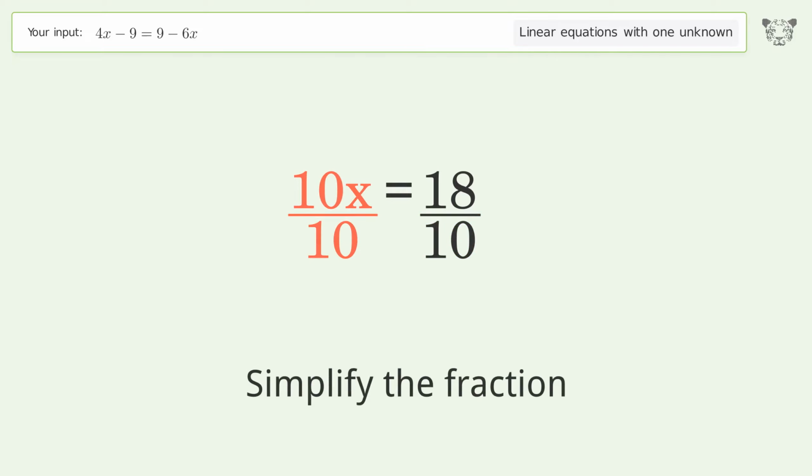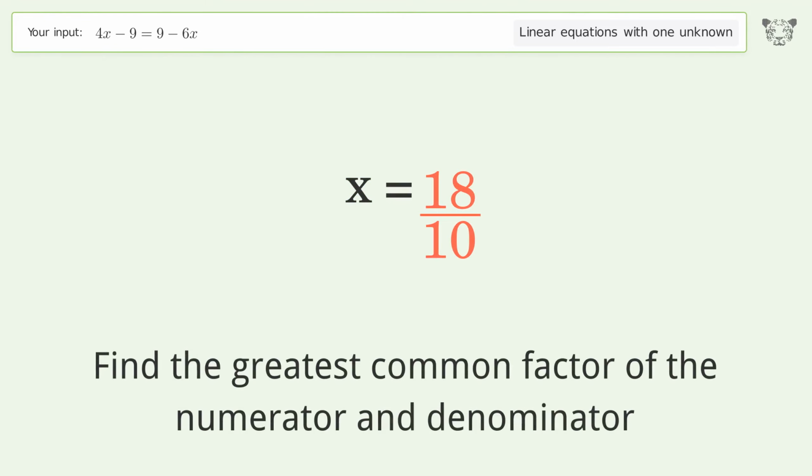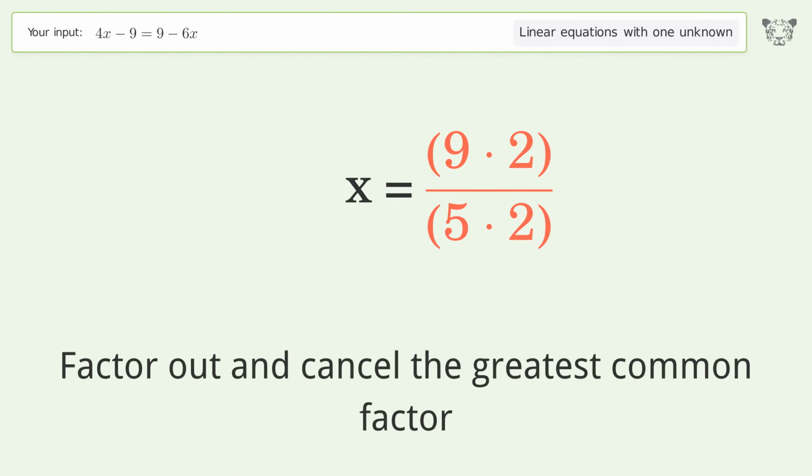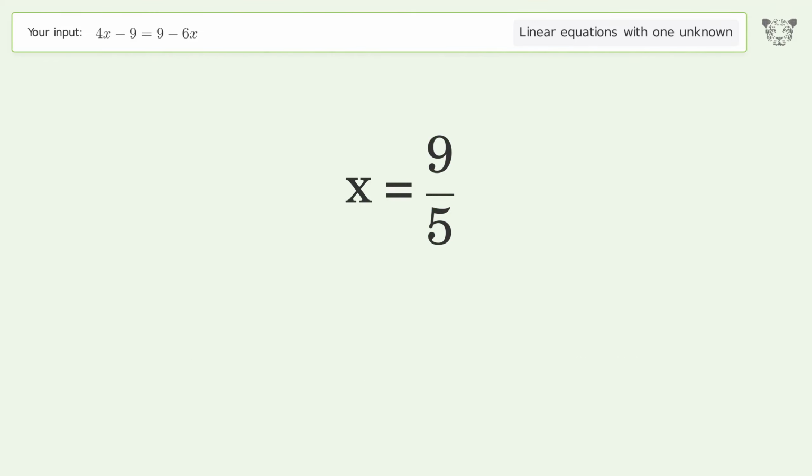Simplify the fraction. Find the greatest common factor of the numerator and denominator. Factor out and cancel the greatest common factor. And so the final result is x equals 9/5.